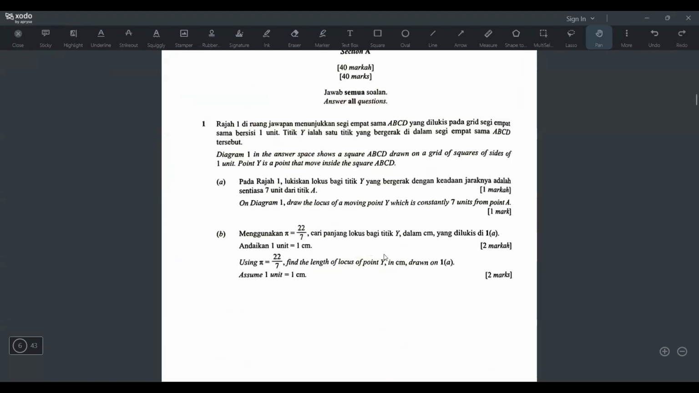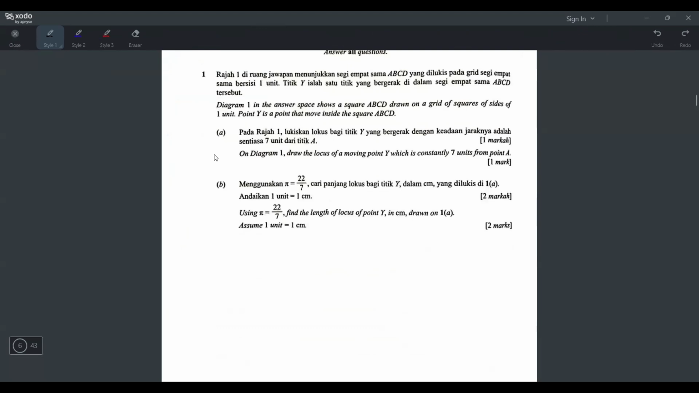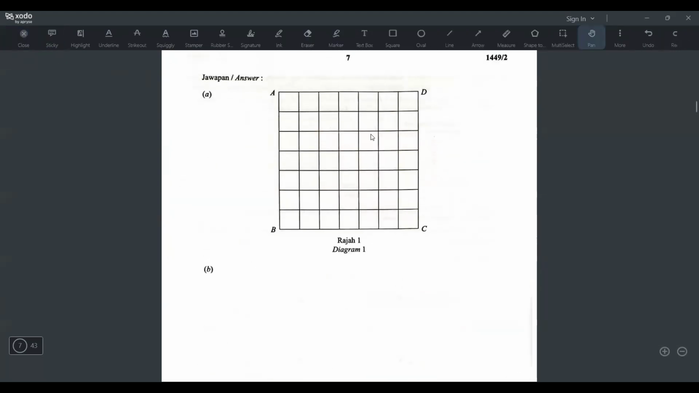Okay, bahagian A, jawab semua soalan. Question number 1. Let's do this. Diagram 1 in the answer space shows a square ABCD drawn on a grid of squares of sides of 1 unit. Okay, let's check. Diagram 1. Oh, this one lah.